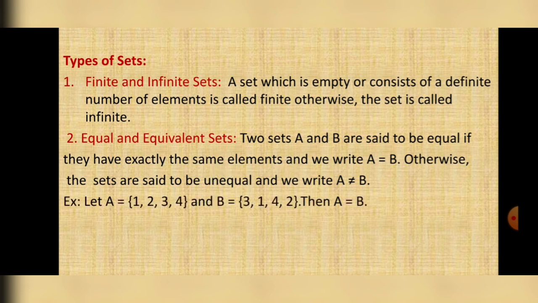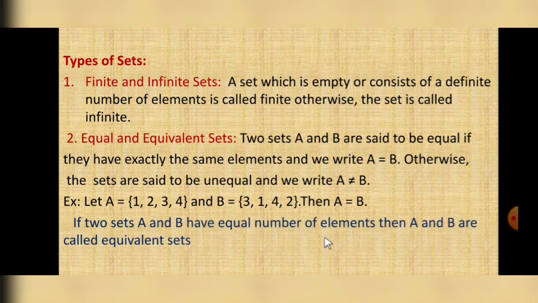For example, let A equal to {1, 2, 3, 4} and set B equal to {3, 1, 4, 2}. So students, whenever a set is written, if you interchange the numbers, the given set remains the same. So here we can interchange these elements. Here these two sets are equal because exactly the same elements are there: 1, 2, 3 and 4. So here set A equals B.